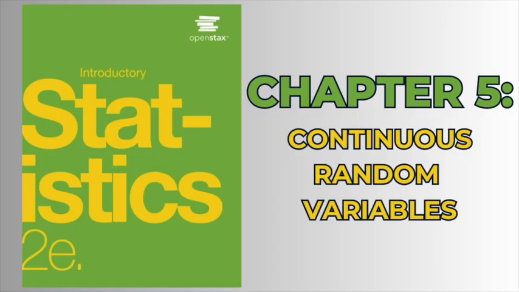The graph shows an exponential distribution with the area between x equals 2 and x equals 4 shaded to represent the probability that the value of the random variable x is in the interval between 2 and 4.